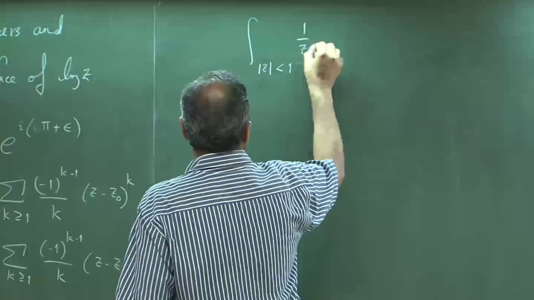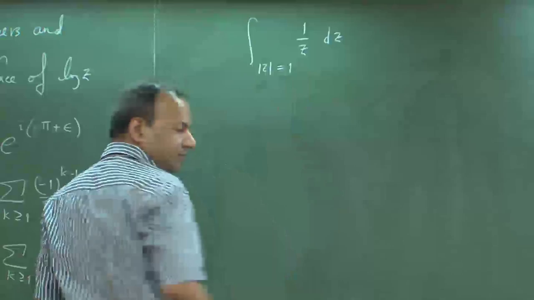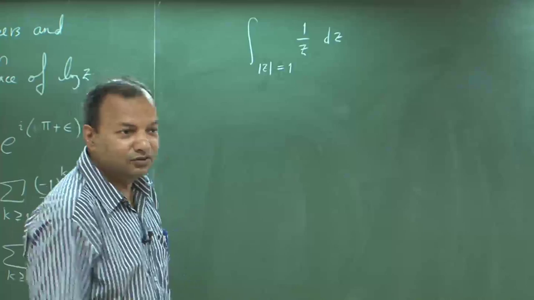What is this? This is the integral around |z| equal to 1. This is the integral around the unit circle of 1 by z. What does Cauchy's theorem tell us? 2 pi I.